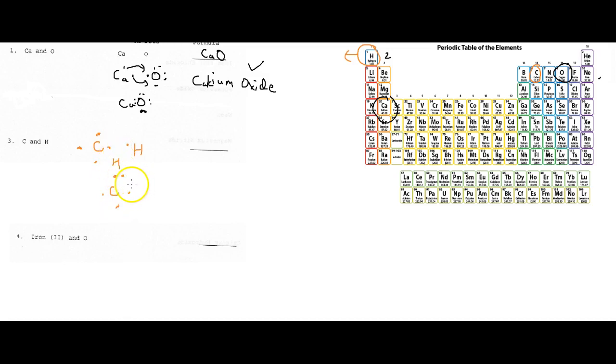But that only makes 1 of the hydrogens happy. Second hydrogen's happy. Third hydrogen's happy. Fourth hydrogen's happy. So now carbon has 8 dots around it. All the hydrogens have lost all their dots, so everybody's happy. So it's CH4.